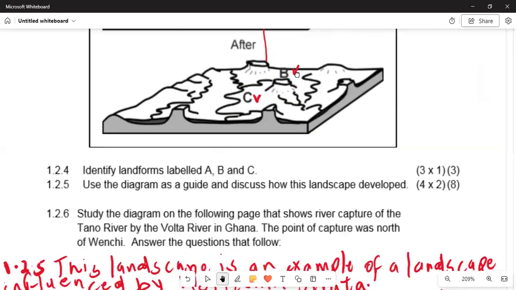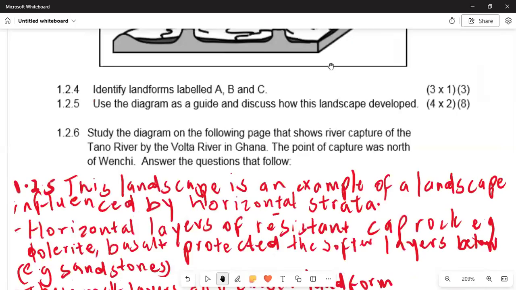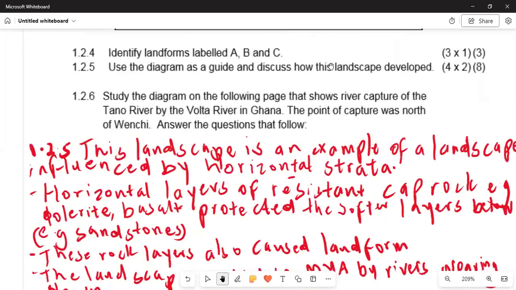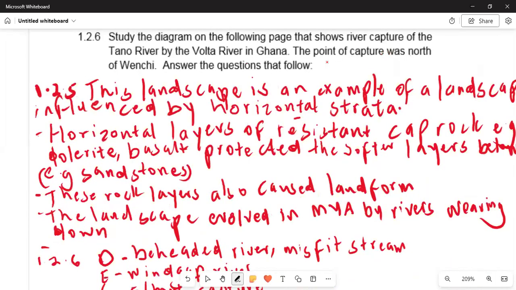You can see that it has developed under these 2 concepts of vertical and the horizontal development. And then number 2, we are saying that the horizontal layers of the resistant rock, for example, the dolerite, the basalt, they are protected. The soft layers, for example, the sandstone. So they are layers which protect the sandstone, which are soft layers. And then these rock layers also caused the landforms to develop. The landforms evolved over millions of years by the rivers wearing down, with continuous erosion. And then that you get for 10 marks.